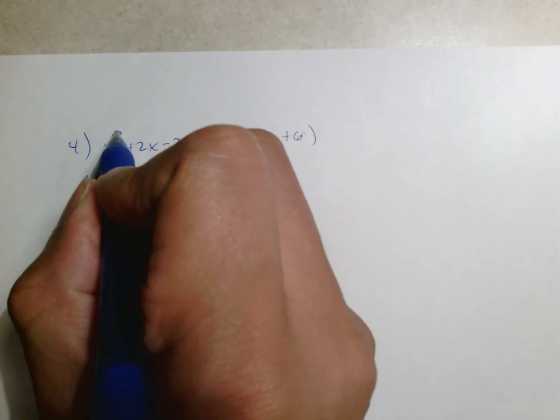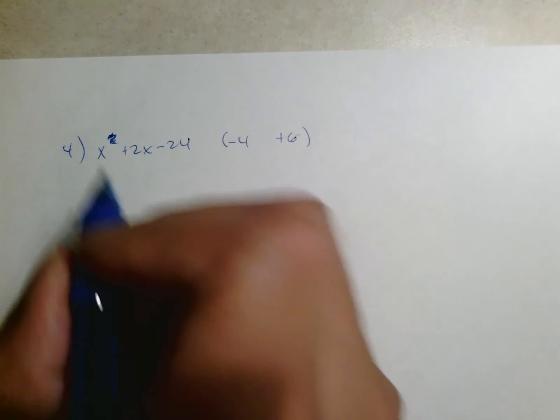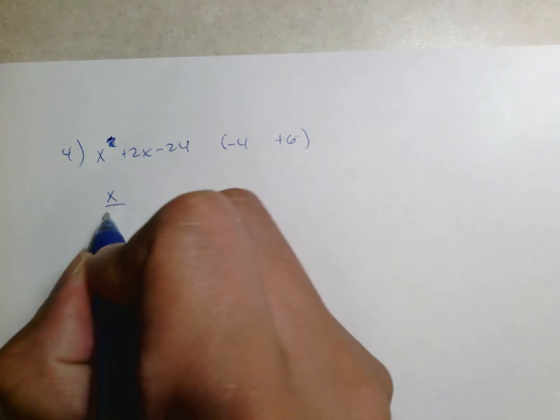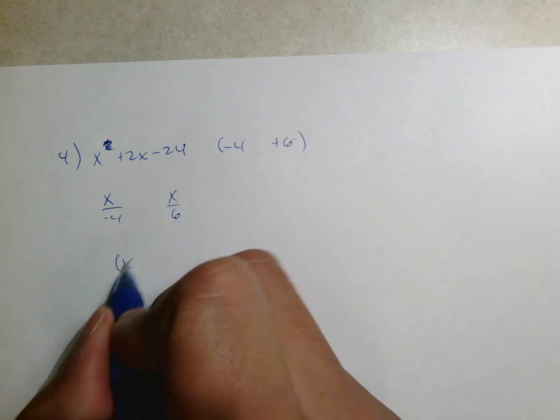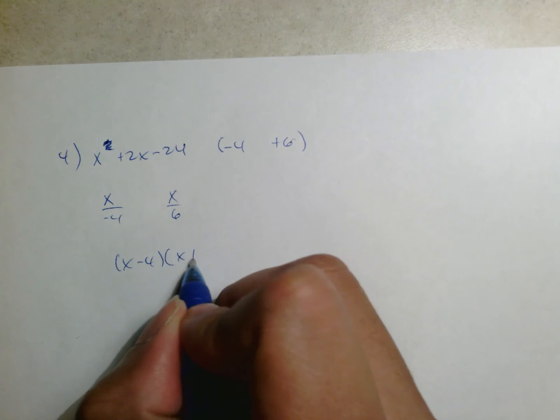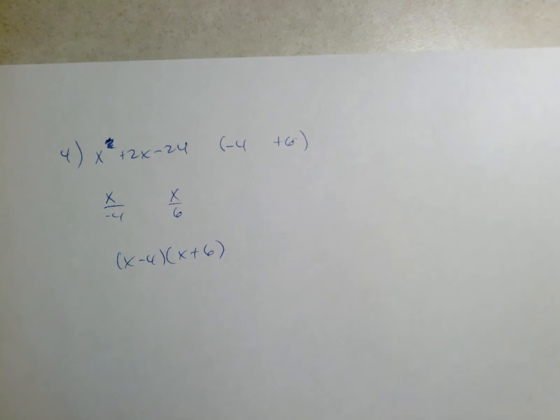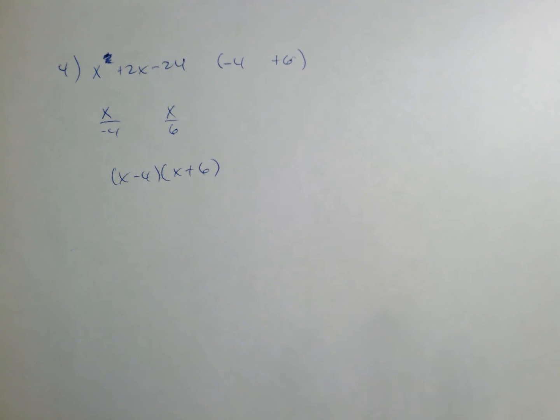But remember again that you want to ignore the x squared. Simply put the x over -4, then you put the x over +6, giving us x minus 4 and x plus 6 as our answers there.